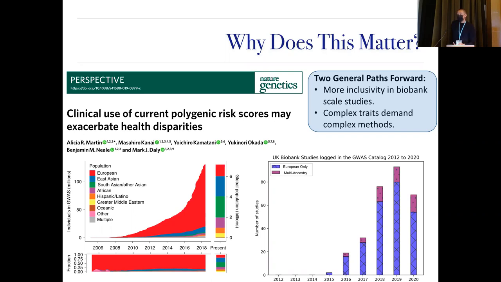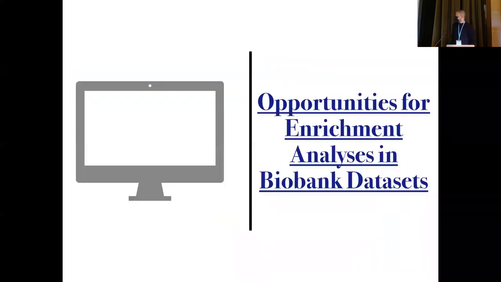And the first regime is that we need to figure out a way to be more inclusive in who we include in these biobank scale studies. But the second one, which is the space that I'm working in, is complex data demand complex methods. In other words, we have data right now. How do I get information out of the data that I have available to me today? And so we build methods in this space. And so that really opens up this opportunity, I think at least, for interpretability questions in multi-ancestry studies.